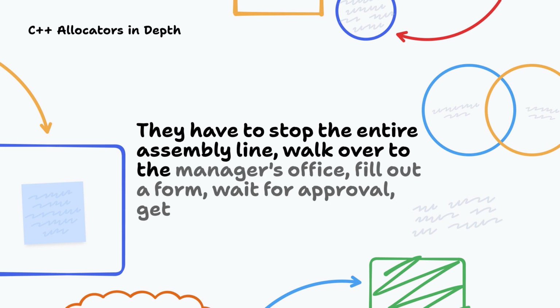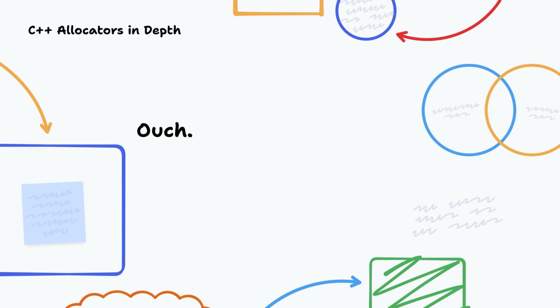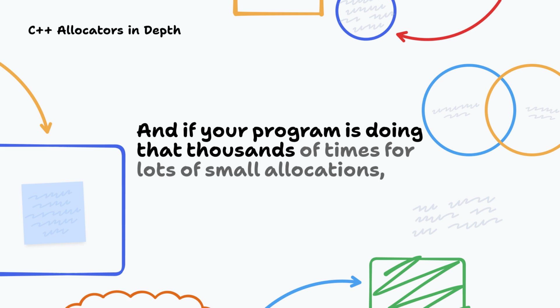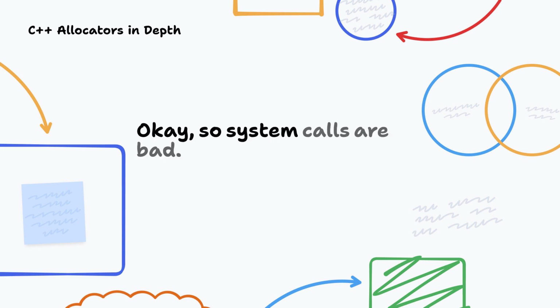Walk over to the manager's office, fill out a form, wait for approval, get the screw, walk back, and then restart the whole line. Ouch. And if your program is doing that thousands of times for lots of small allocations. That's death by 1,000 cuts, exactly. Performance just bleeds away.